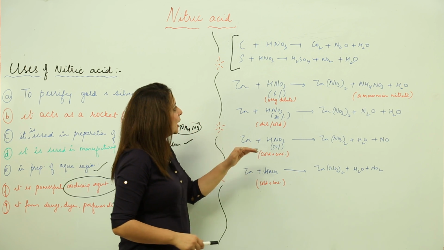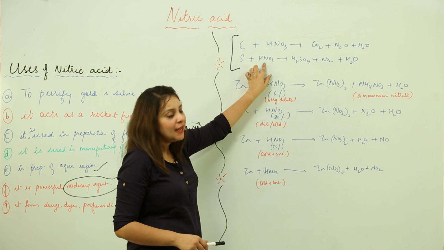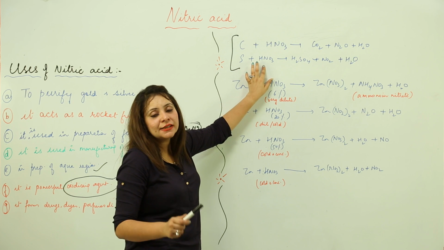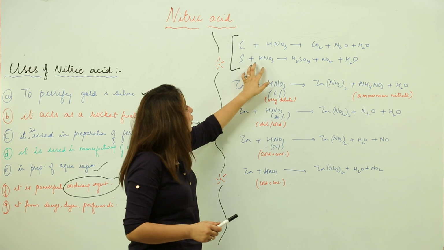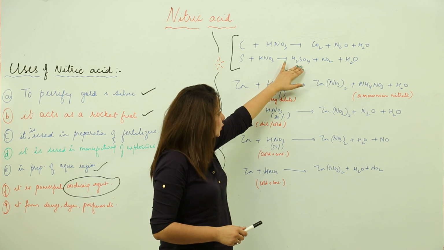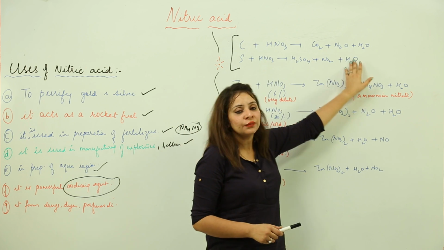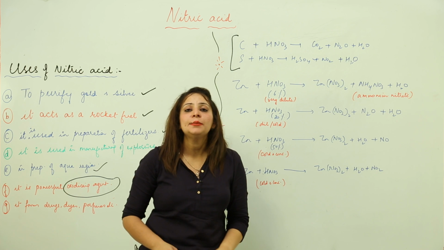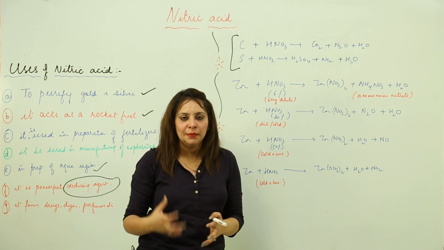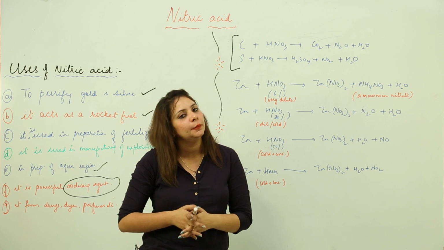The second example is sulfur. When I dissolve sulfur in HNO3, I get respective gases as well as oxyacids. The oxyacid of sulfur is H2SO4. So, we get H2SO4, N gets reduced to NO2, and H gets oxidized to H2O. That means it has the power to oxidize the elements and also to form the oxyacids when we are talking of non-metals.